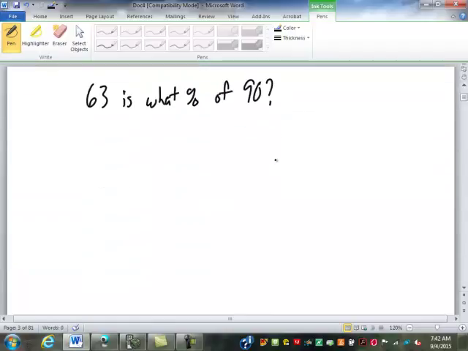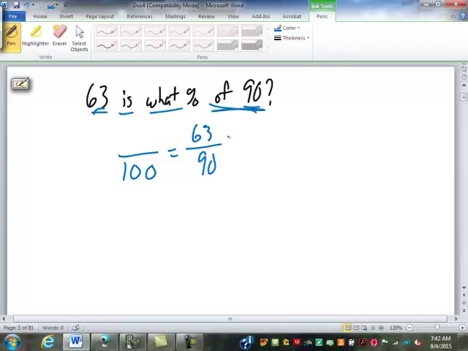So now we have 63 is what percent of 90? So again, we're missing the percent. So it's blank over 100. But the 63 and the 90, which one goes on top? 63. 63 is what percent? Then, of course, the 90 goes on bottom. Think of that again as out of 90.